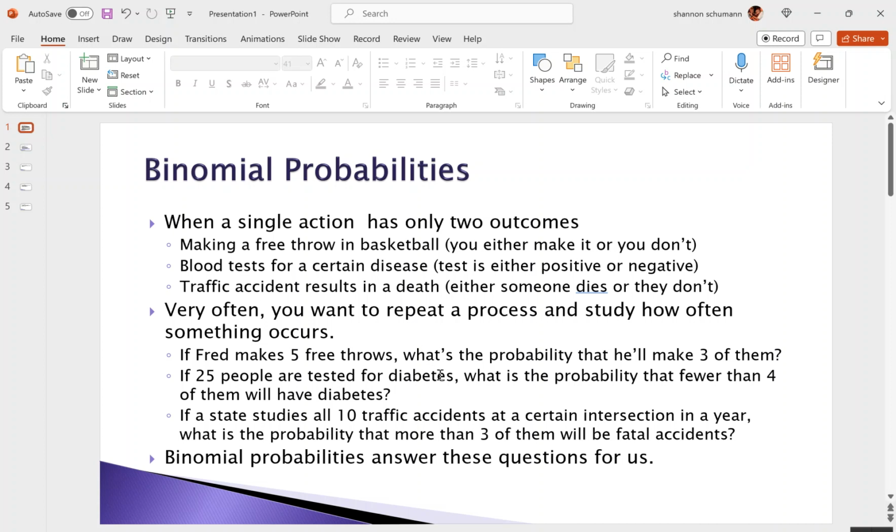Maybe a state has made some improvements to a traffic circle or an intersection, and they know that last year 30% of those accidents were fatal, and so this year they study the first 10 that happened in the year, and they want to know what's going on with that intersection. Has it improved or not? So that's what binomial probabilities do.